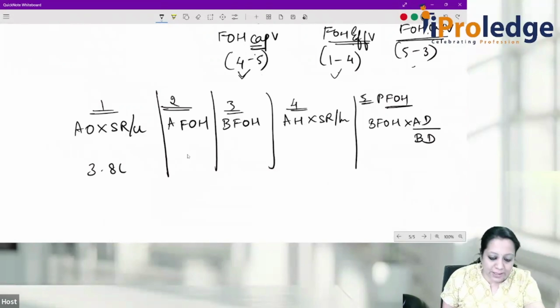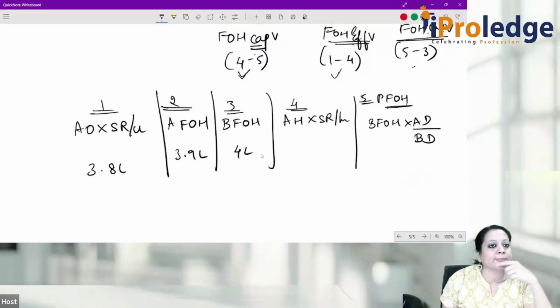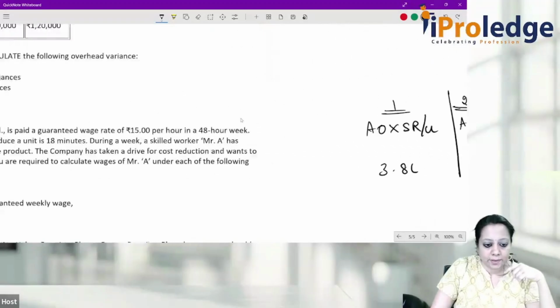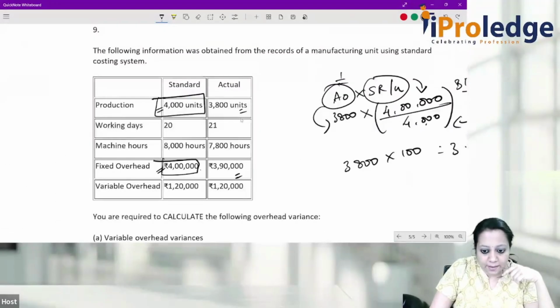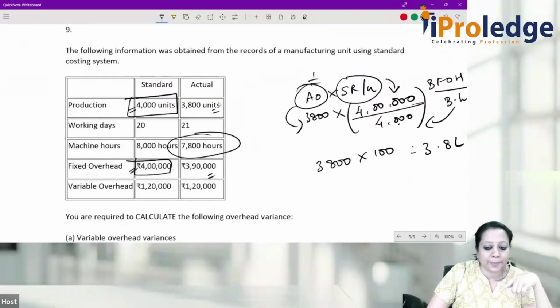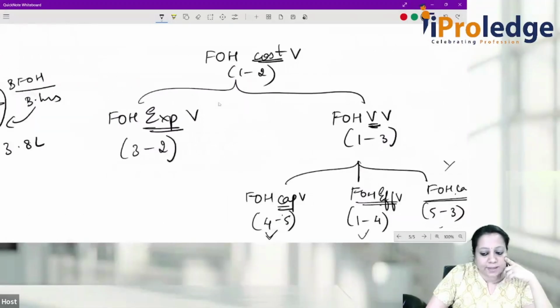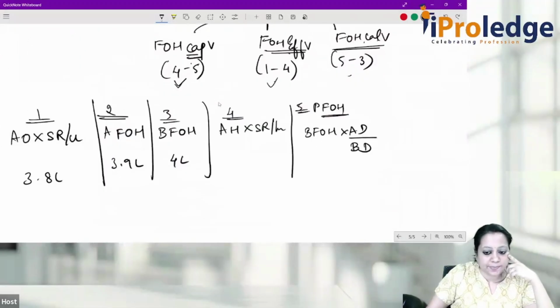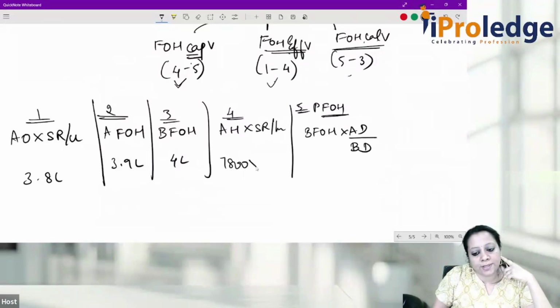Right now, AFOH given in the question is 3.9 lakhs. BFOH given in the question is 4 lakhs. Then AH is also given in the question: 7,800. Actual column, I'm taking 7,800 into standard rate. How to calculate?